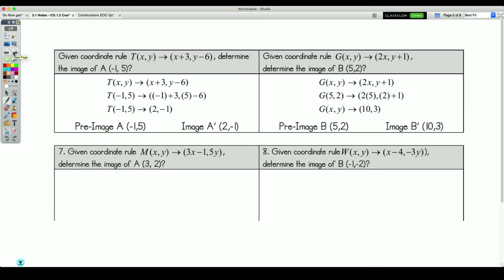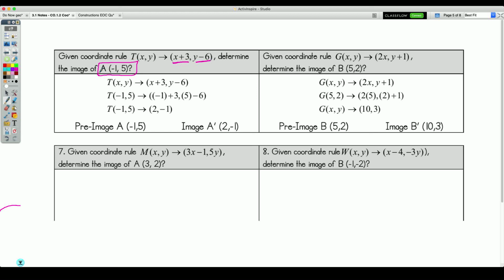So again, the only thing that has changed here is the words. So it tells me I have a coordinate rule. They're always written in this format with a x, y, and an arrow. This is just the same thing as a function. So it's adding 3 and subtracting 6 for my y's. So we're going to do this in a second, but just notice they take my original pre-image. How do I know this is a pre-image and not an image? There's no what?